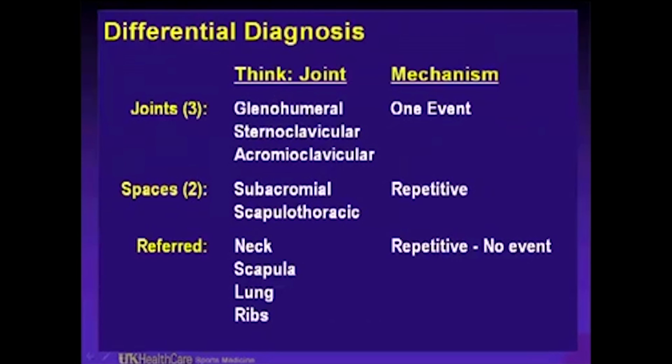When we think about the differential diagnosis of shoulder problems, you have to think, what joint is it, what space is it, or is it referred pain? There are three joints about the shoulder: the glenohumeral, the sternoclavicular, and the acromioclavicular. Oftentimes the mechanism of injury can be one single event, such as a dislocation, an acromioclavicular separation. We also have spaces: the subacromial, the scapulothoracic spaces.